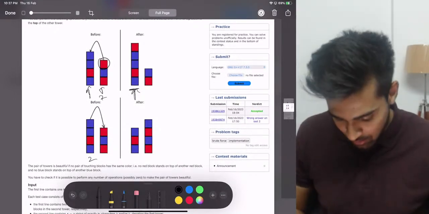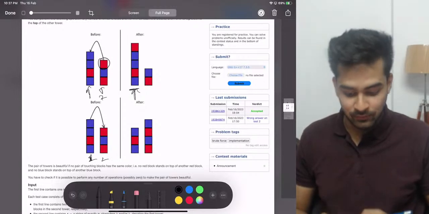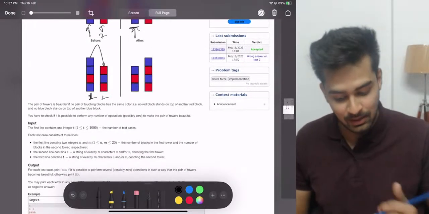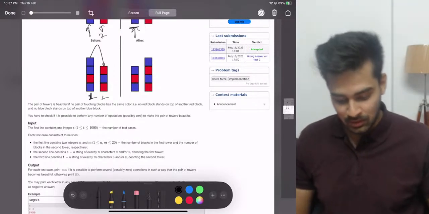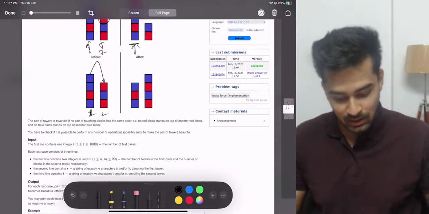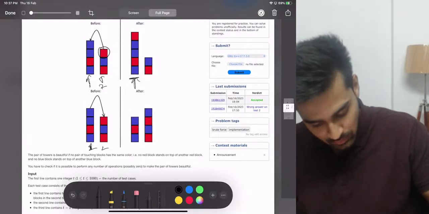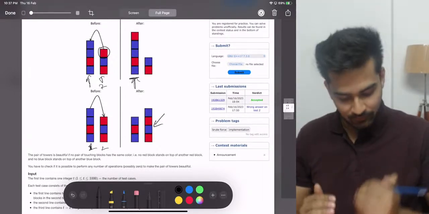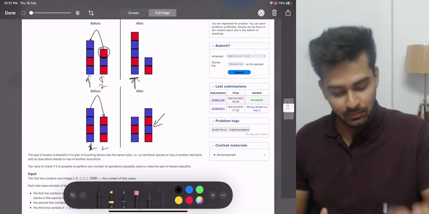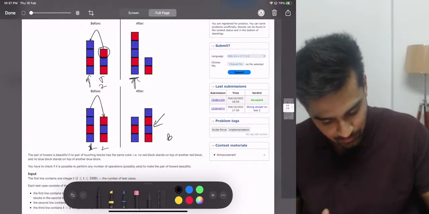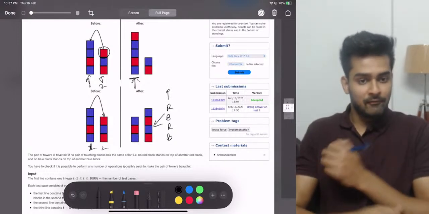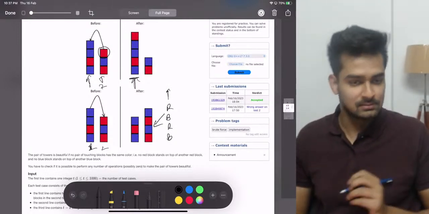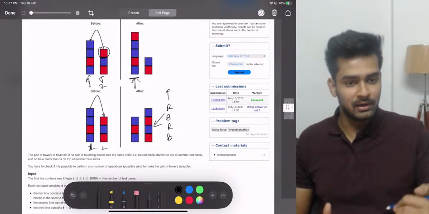Okay, cool. The pair of towers is beautiful if no pair of touching blocks has the same color, i.e. no red block stands on top of another red block and no blue block stands on top of another blue block. So our ideal tower would be something like this one, where we have a red block, then blue, then red, then blue. Or the other way could have been blue, red, and so on. We want both our towers to look like this. Either blue, red, or red, blue.